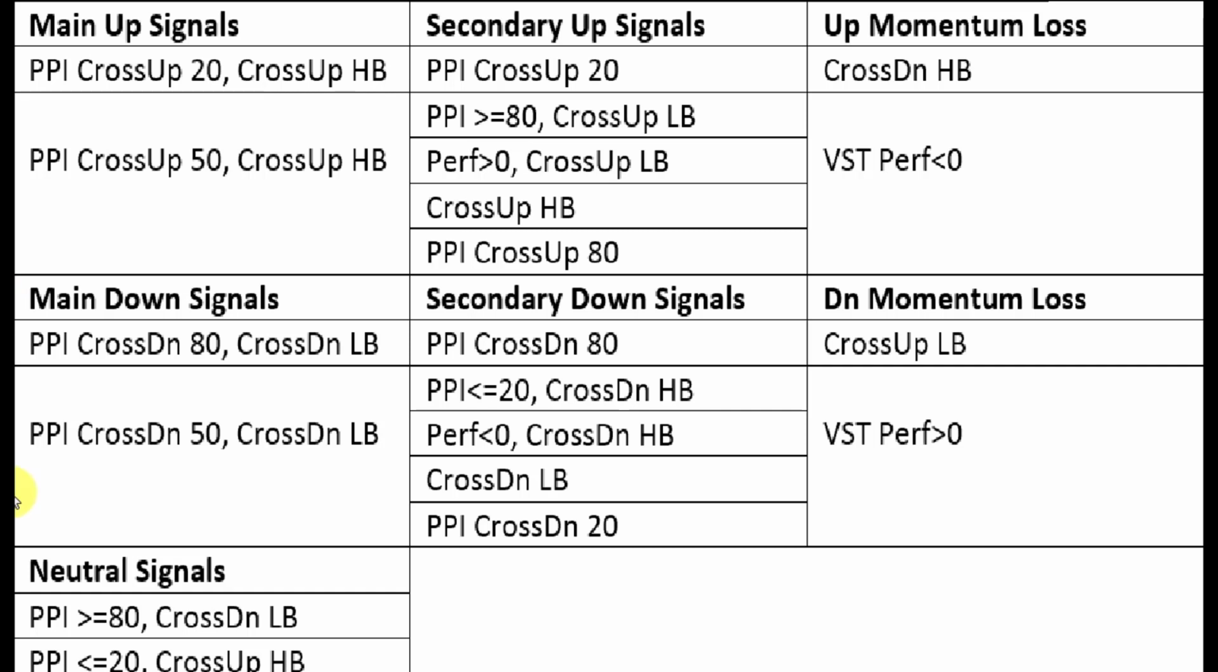The second main down signal is produced when the price position indicator crosses below 50 and the asset's price crosses below the lower line of the high-low band. This is an indication of a downtrend expanding.